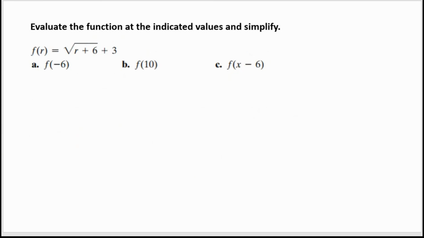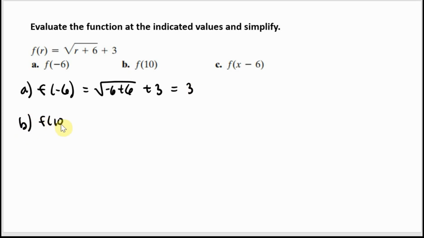Evaluate the function at the indicated value and simplify. So do the same thing. So part A, f of negative 6. So we're going to replace the r with negative 6. So this is the square root of negative 6 plus 6, plus 3. Well, the square root of 0 is just 0, and so this is just 3. Part B, f of 10 is the square root of 10 plus 6, plus 3. So this is the square root of 16 plus 3. Well, that's just 4 plus 3. That's just 7. Okay.